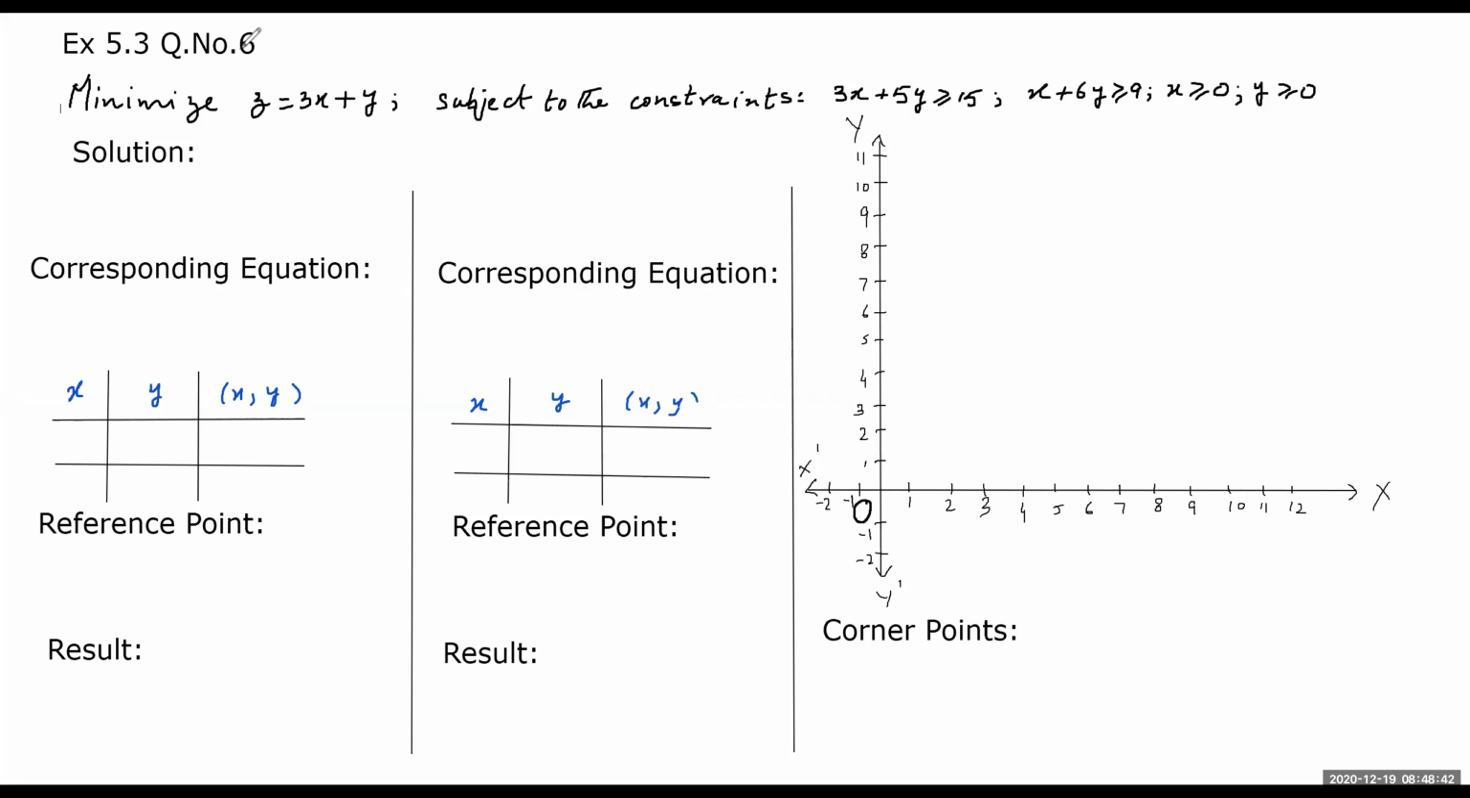Bismillahirrahmanirrahim. Exercise 5.3, question number 6. Minimize z equals 3x plus y subject to the constraints 3x plus 5y greater than or equal to 15, x plus 6y greater than or equal to 9, x greater than or equal to 0, and y greater than or equal to 0.